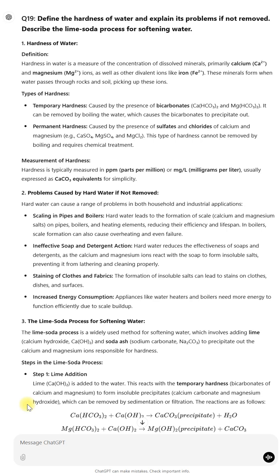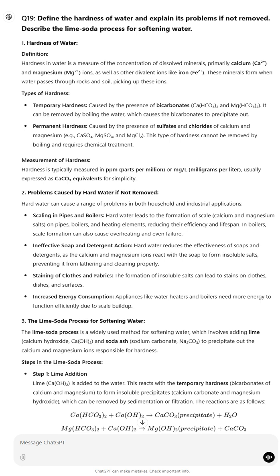Types of hardness. Temporary hardness, caused by the presence of bicarbonates, Ca(HCO3)2 and Mg(HCO3)2. It can be removed by boiling the water, which causes the bicarbonates to precipitate out. Permanent hardness, caused by the presence of sulfates and chlorides of calcium and magnesium, e.g. CaSO4, MgSO4, and MgCl2. This type of hardness cannot be removed by boiling and requires chemical treatment. Measurement of hardness. Hardness is typically measured in ppm, parts per million, or milligrams per liter, usually expressed as CaCO3 equivalents for simplicity.